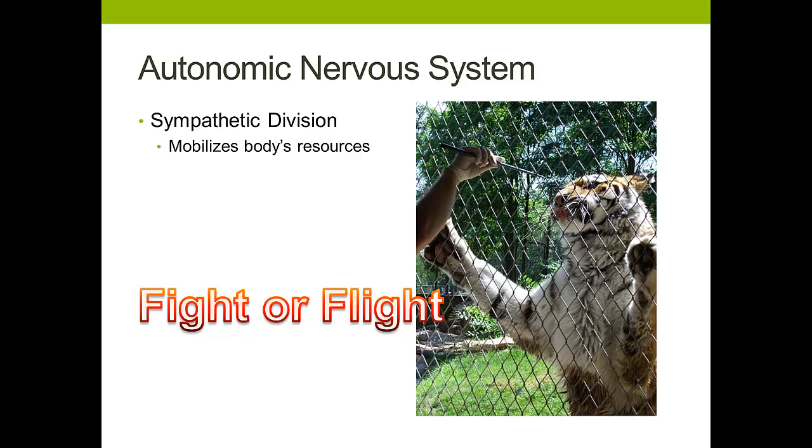The main goal of the sympathetic nervous system is to mobilize the body's resources in order to withstand the stressor. While we tend to associate the sympathetic nervous system with extreme events of stress, it is also responsible for controlling the functions of many organ systems on a moment-to-moment basis.